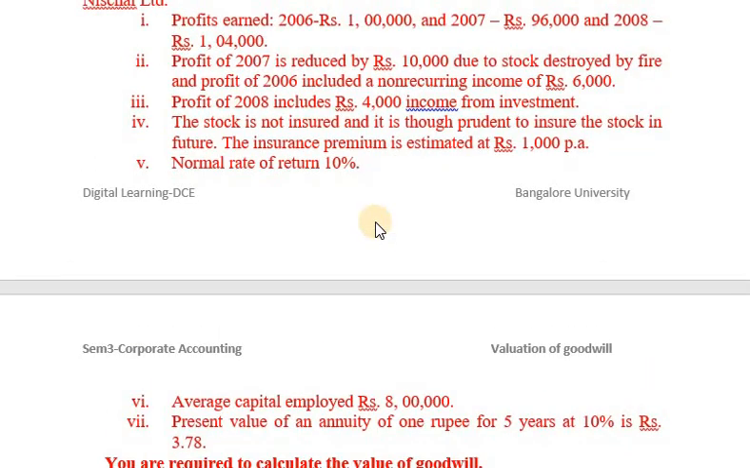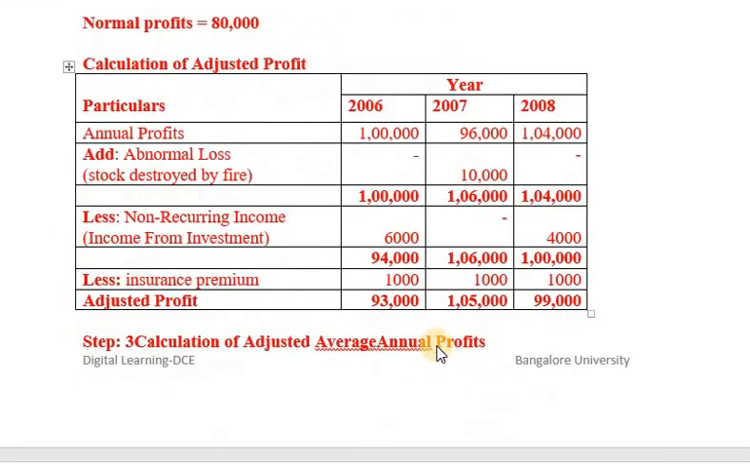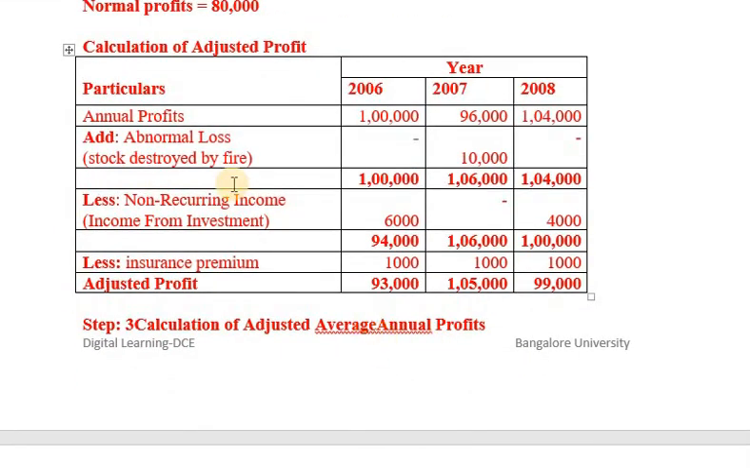Similarly for 2006, non-recurring income, that is income from investment, is rupees 6,000. For 2008, 4,000. They should be deducted. 1 lakh minus 6,000, 94,000. 1 lakh 6,000 as usual. 1 lakh 4,000 minus 4,000, 1 lakh.